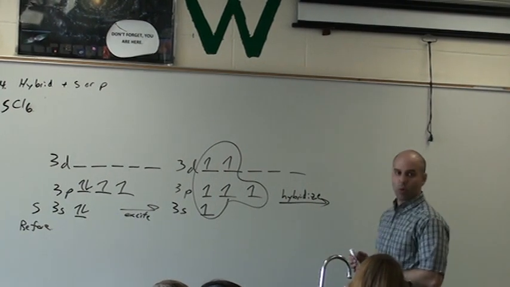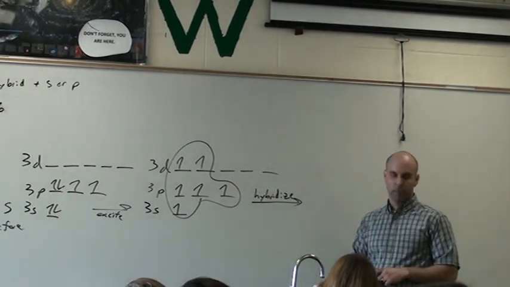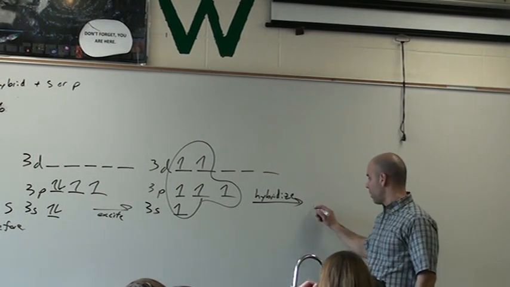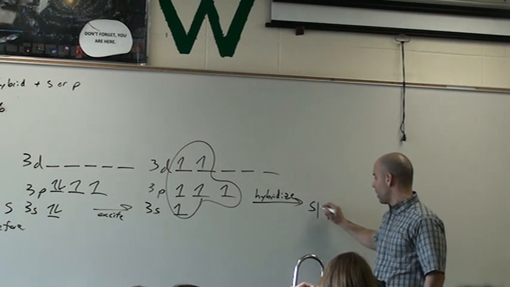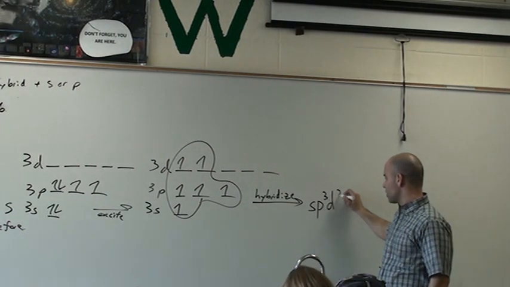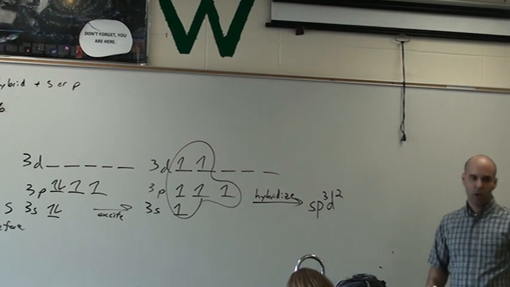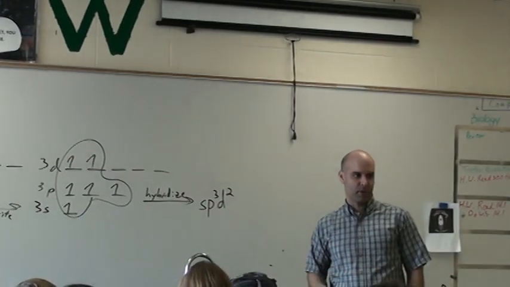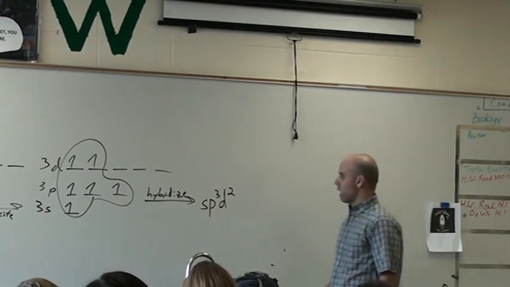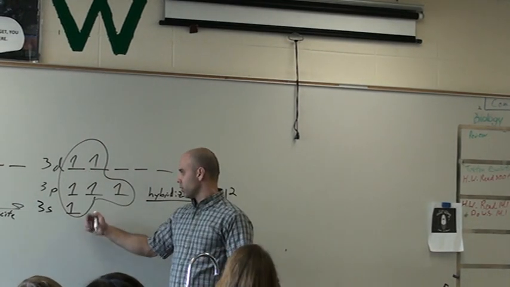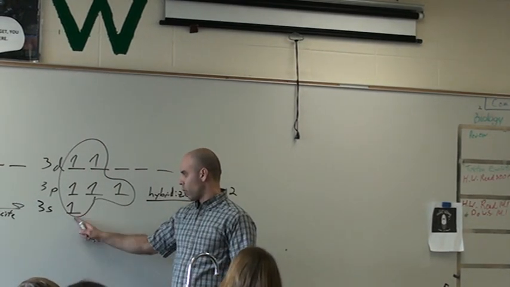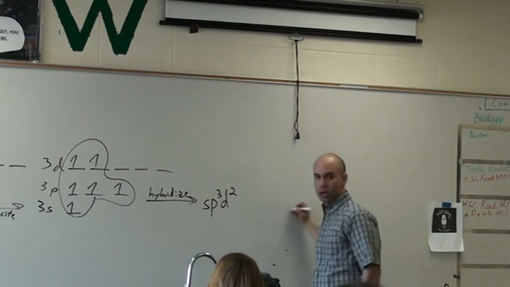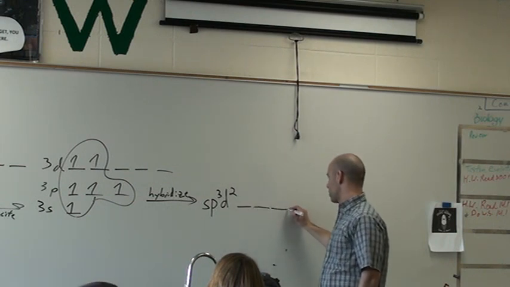And how many s orbitals did I circle, Alicia? How many p's? 3. And how many d's? 2. So this is sp3d2 hybridization. What does that look like? I have no idea, though I bet if we Googled it, we could find the shape of an sp3d2 hybrid. So, how many orbitals did I circle here, Callie? 1, 2, 3, 4, 5, 6. So that means how many lines should I draw here? 6. That's it.